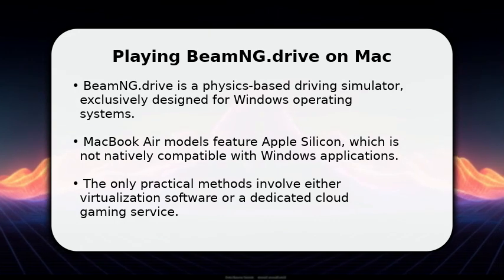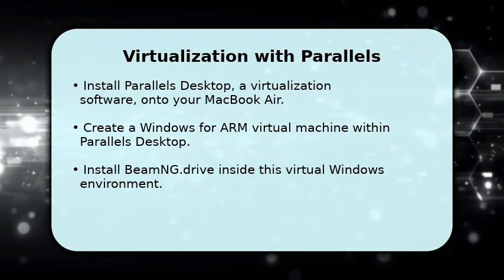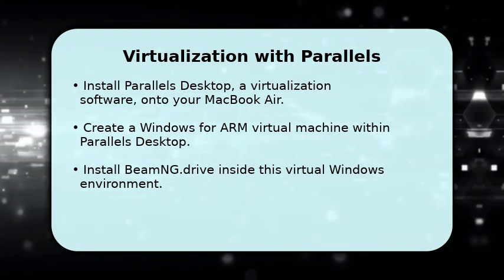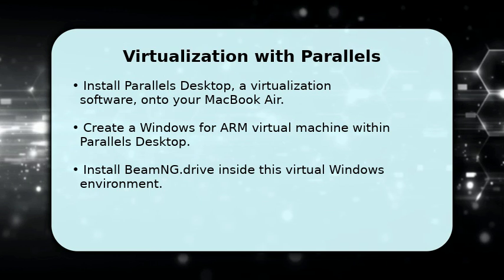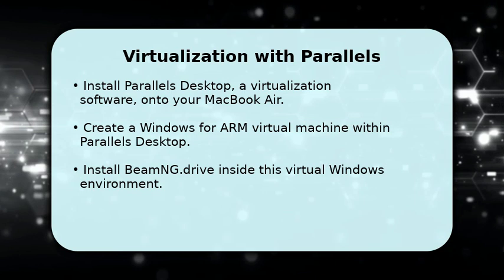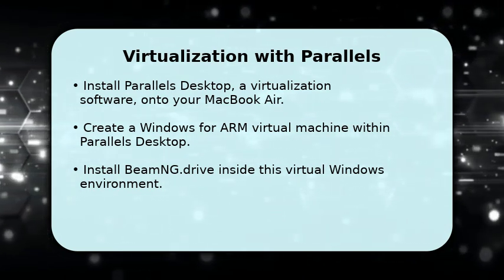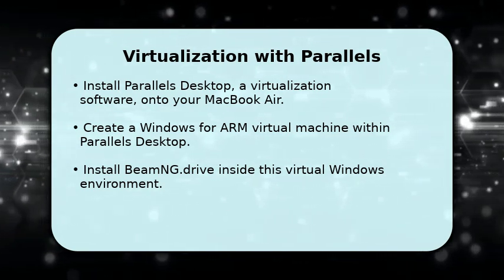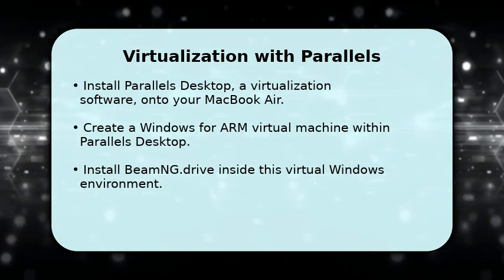each method. One effective method is using virtualization software like Parallels Desktop. You'll install Parallels on your MacBook Air, then set up a Windows for ARM virtual machine. Once Windows is running virtually, you can install BeamNG.drive just as you would on a standard PC. Keep in mind that performance can be quite demanding, especially for a physics-intensive game, so a MacBook Air with at least 16 gigabytes of unified memory is highly recommended for a smoother experience.